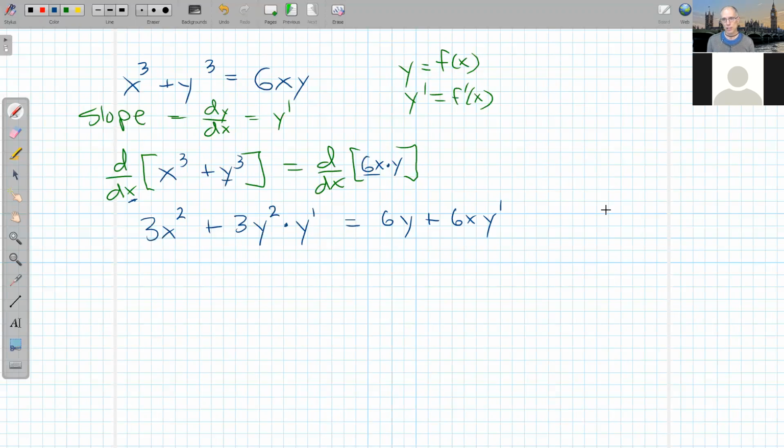Next step here is I need to solve for y prime, and that's usually easier than solving for y in the original equation. So I need to put the y prime stuff together and the x stuff together. So let's see, this x squared can be subtracted over to the other side. So I am going to subtract 3x squared, and there's no like terms, so I'll put that over here. And then I want the y primes together, so I am going to subtract this 6x y prime over to this side.